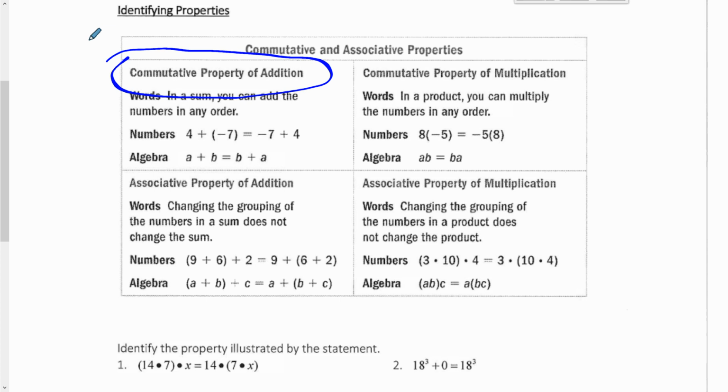So then the commutative property of multiplication is the same thing, just with multiplication instead of addition. So when we're multiplying numbers, the order does not matter. So 8 times -5 is going to give us the same thing as -5 times 8.